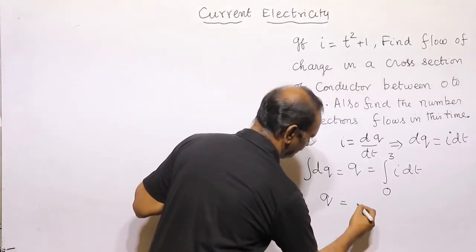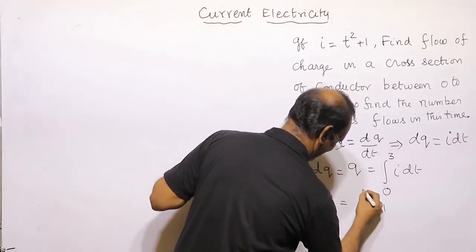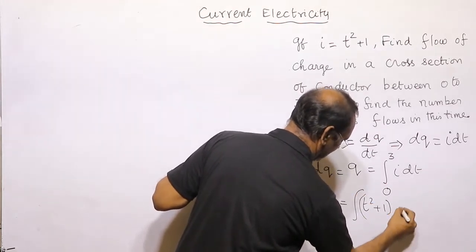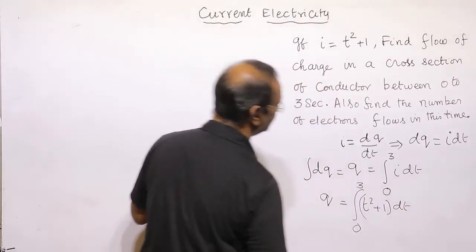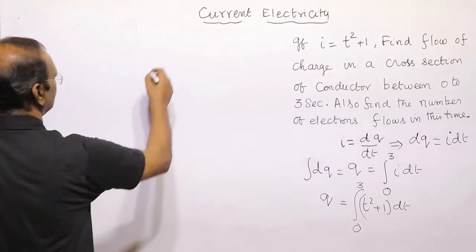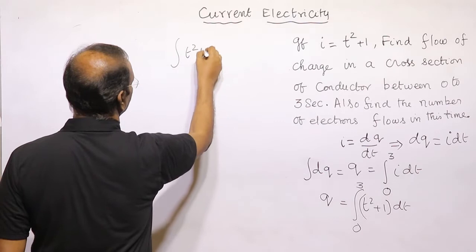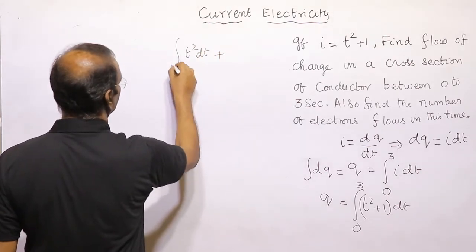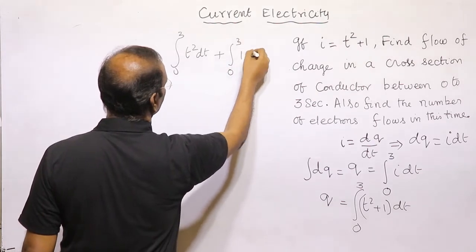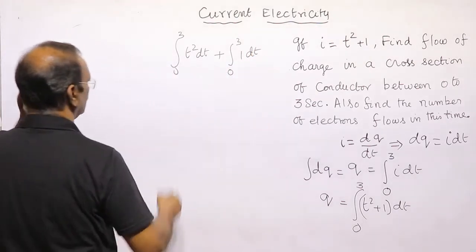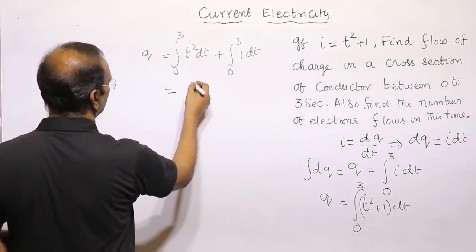charge q is equal to the integral of I, which is t square plus 1, into dt. Lower limit is 0, upper limit is 3 seconds. So integration of t square into dt plus integration from 0 to 3 of 1 into dt. So the charge is equal to t square.